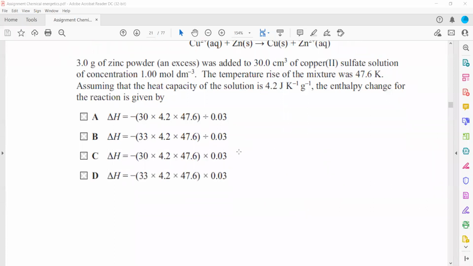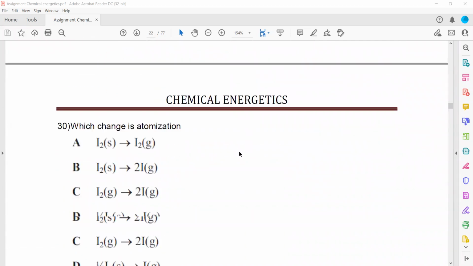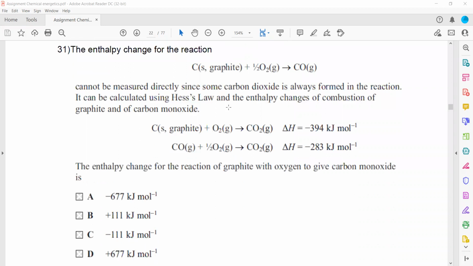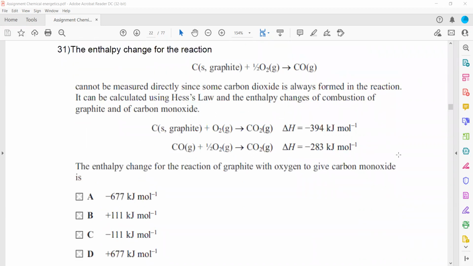Then after question 29, there is question 31. The enthalpy change of a reaction when carbon reacts with oxygen to give carbon monoxide cannot be measured directly, since carbon dioxide is always formed in the reaction. It can be calculated by using Hess's law. So the enthalpy changes of combustion of graphite and carbon monoxide are given.